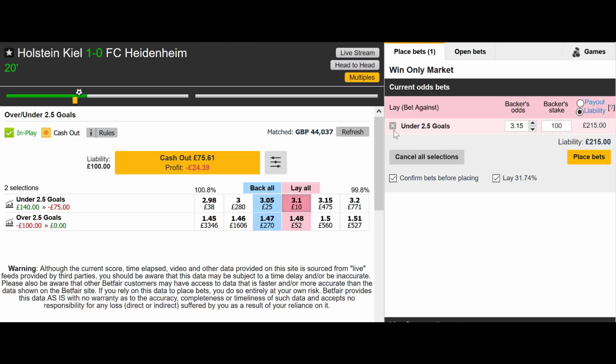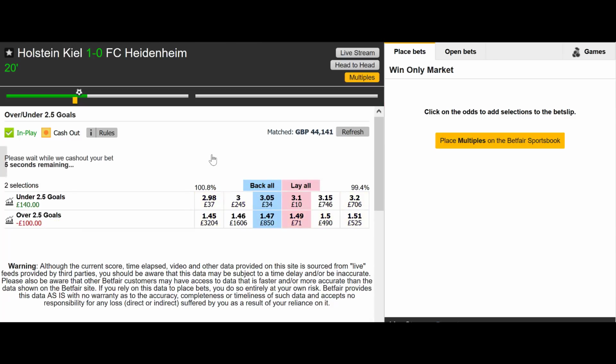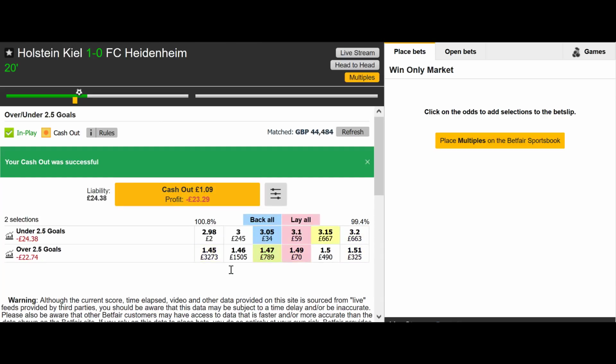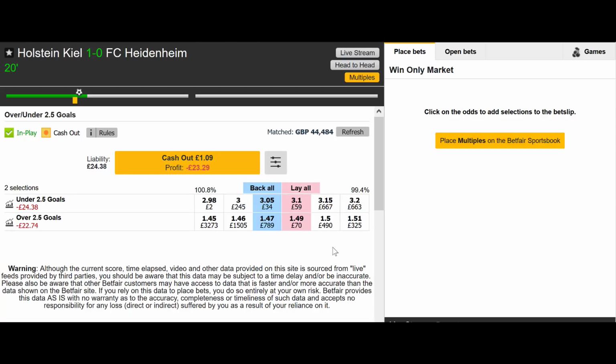But right now, probably the best option is just to close this for a £24 equal loss. It's probably the best option. But of course, you have all your exit strategies there just presented to you, and it's down to you to decide how best you would do it.